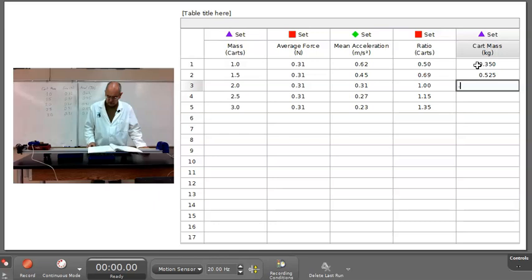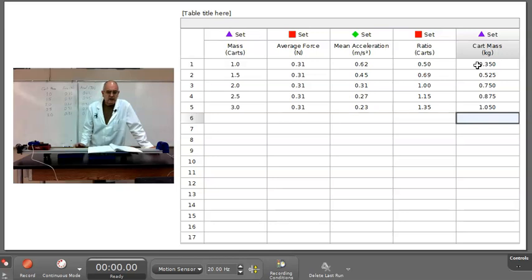Then 0.750, then 0.875, and then 1.05. Now let's do a comparison: 0.5 to 0.35, 0.69 to 0.525, 1 to 0.75, 1.15 to 0.875, 1.35 to 1.05.